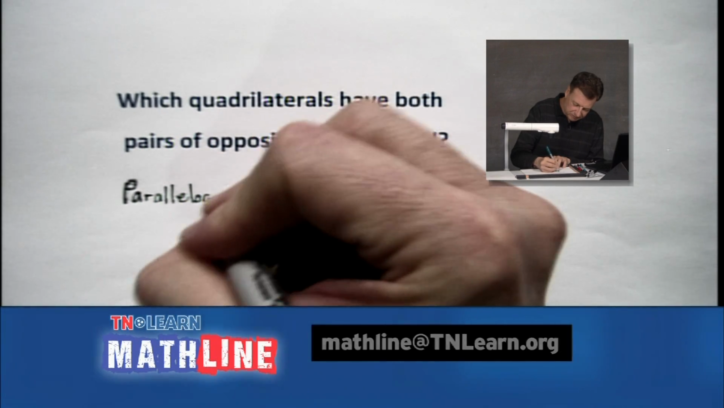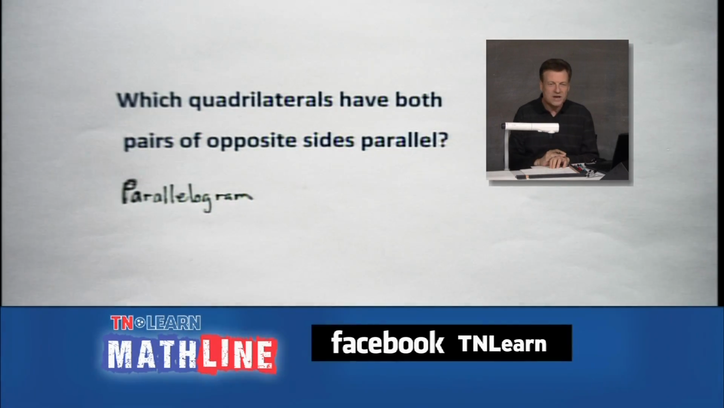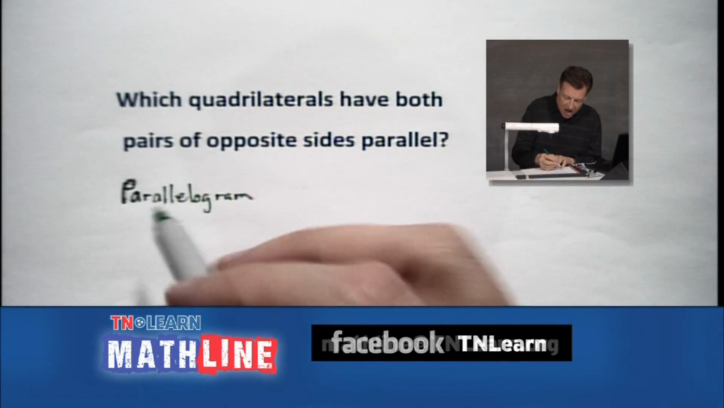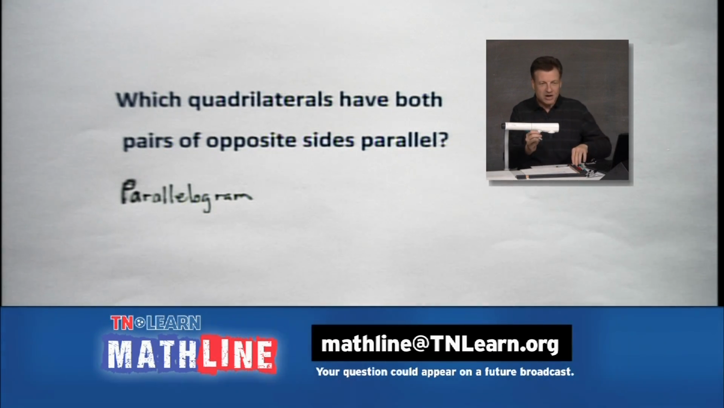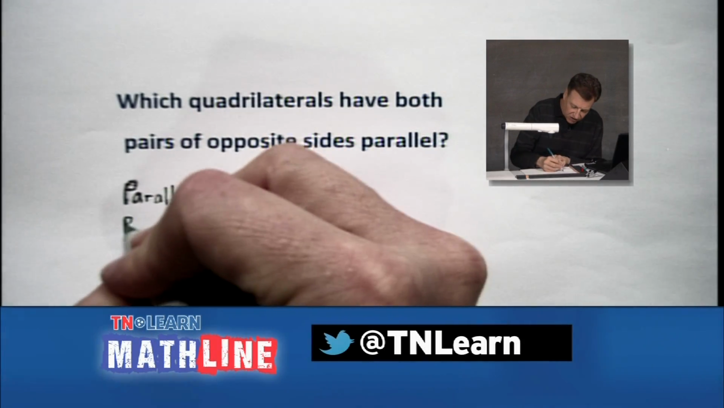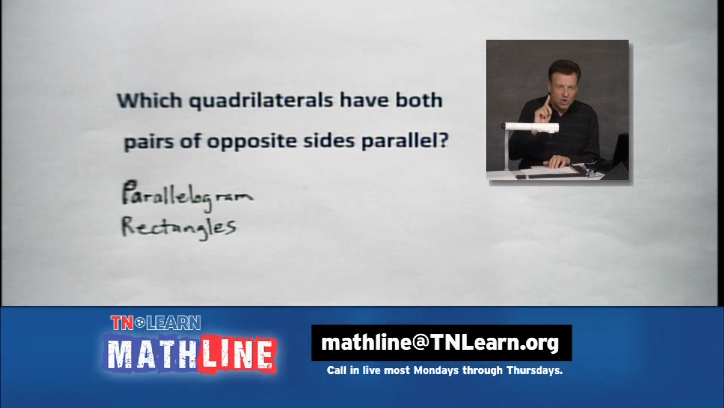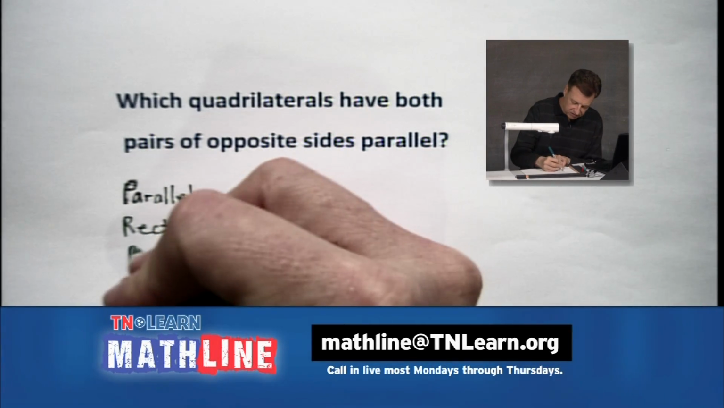Parallelogram, obviously, is what type of quadrilateral? Two pairs of opposite sides parallel. That's the definition. Now, within that family of parallelograms, got it. How about it? Rectangles, they work. The rhombus, they work.